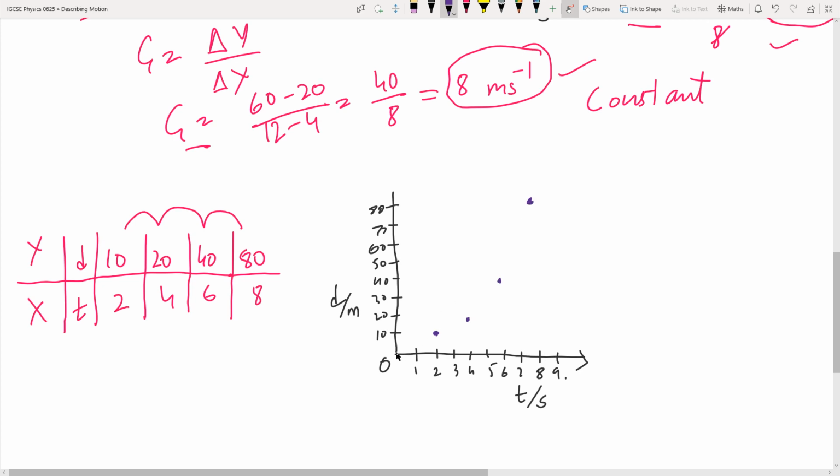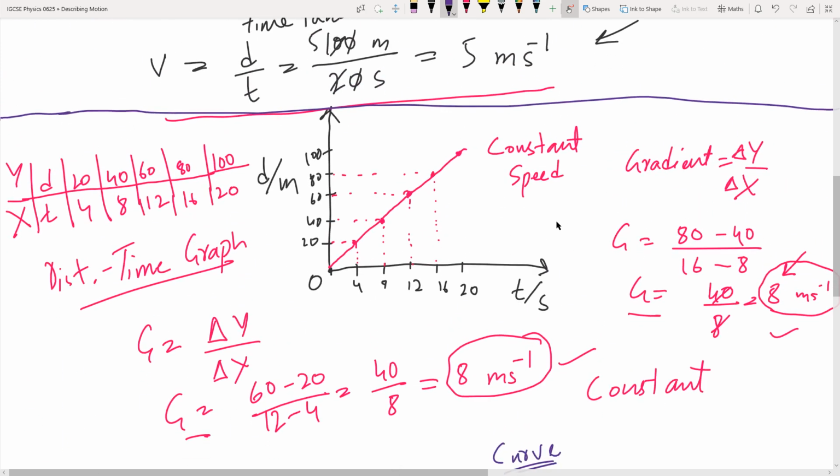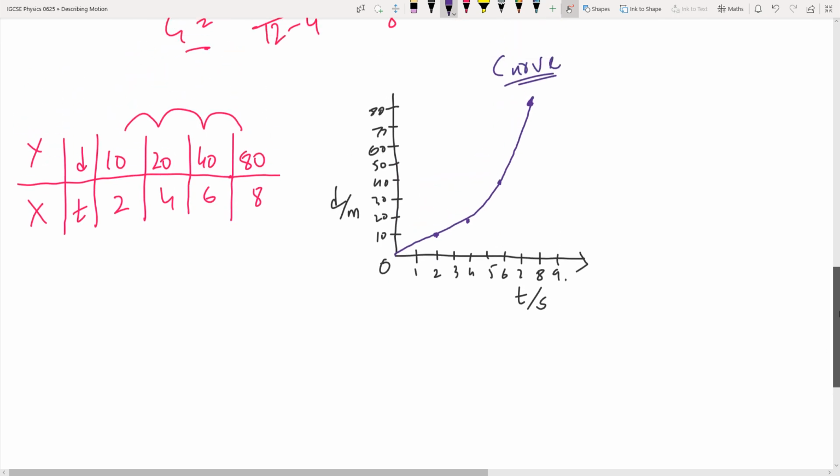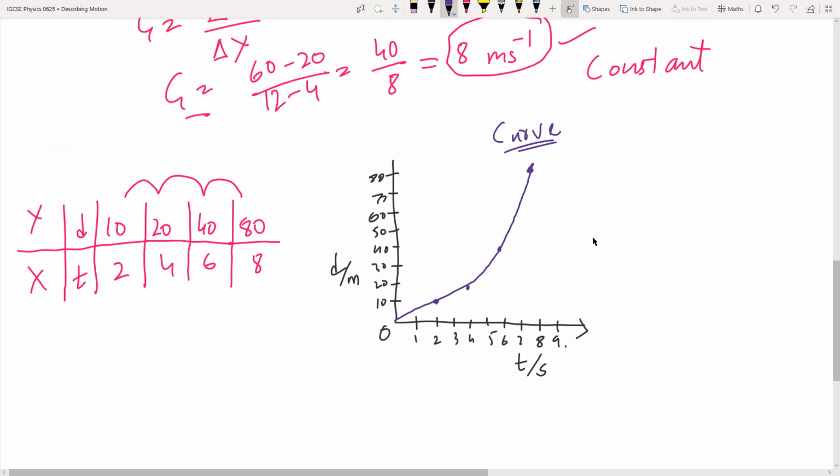When I try to draw a line, it is not a line anymore, it is actually a curve. As you can see, the gradient is now changing. The line is changing its path, which we call a curve. This over here was a line, a straight line segment, while curves are not straight. So whenever you get a curve, that means the gradient is changing.